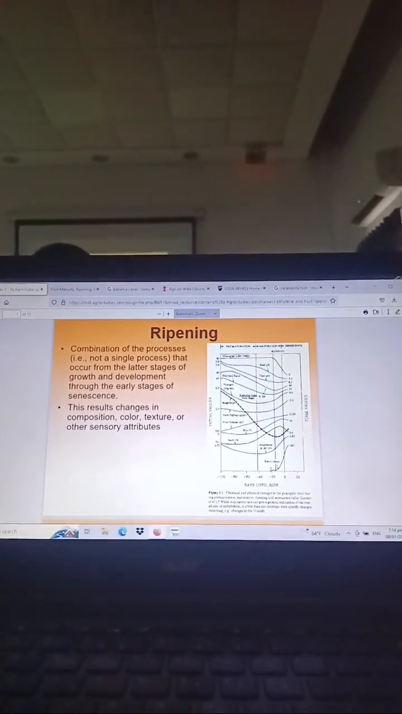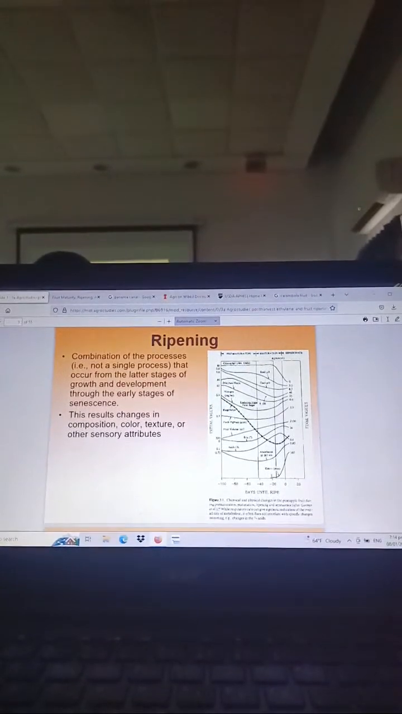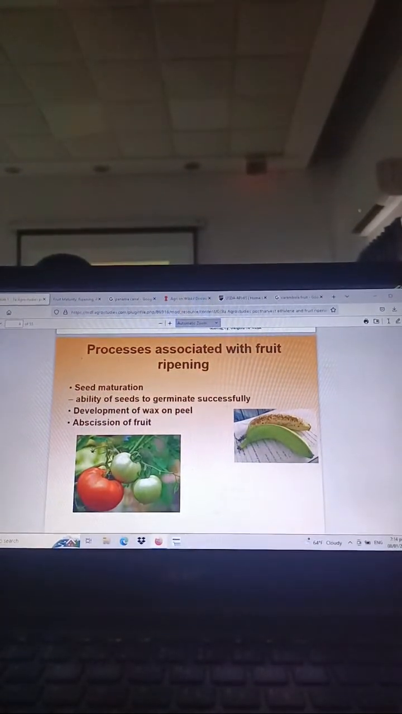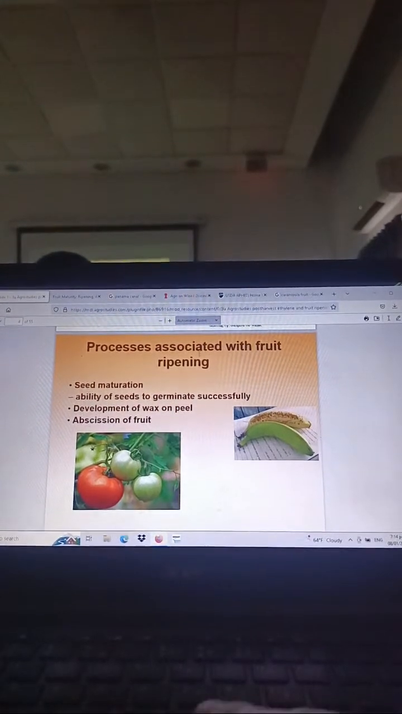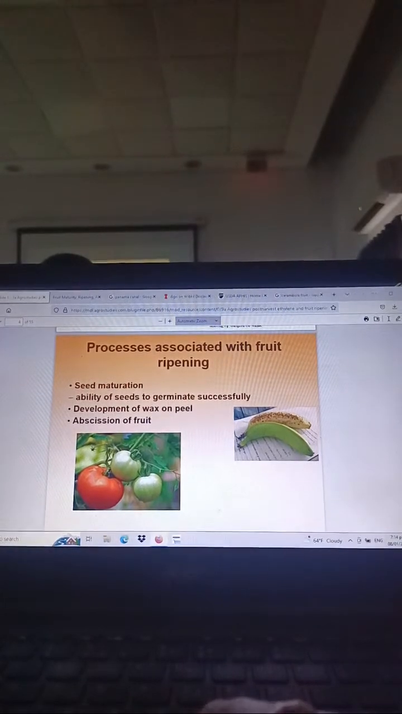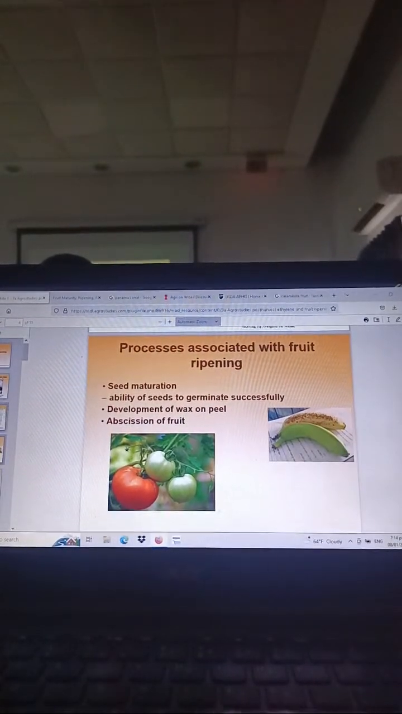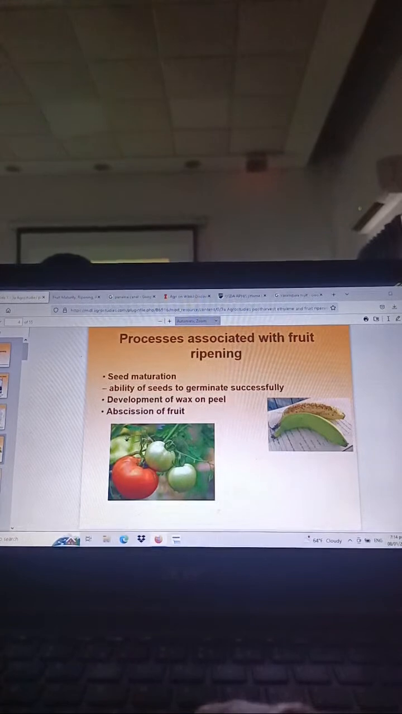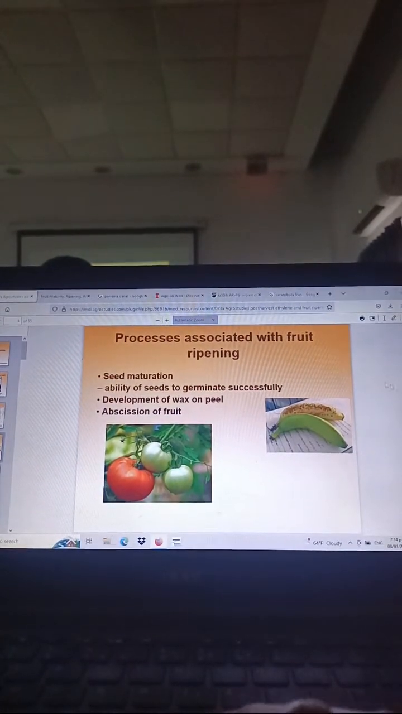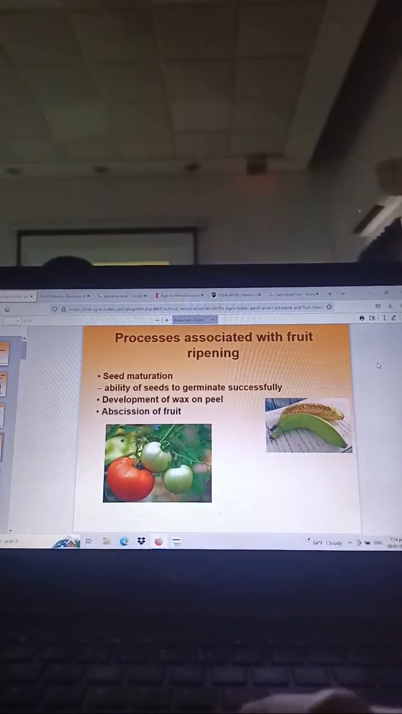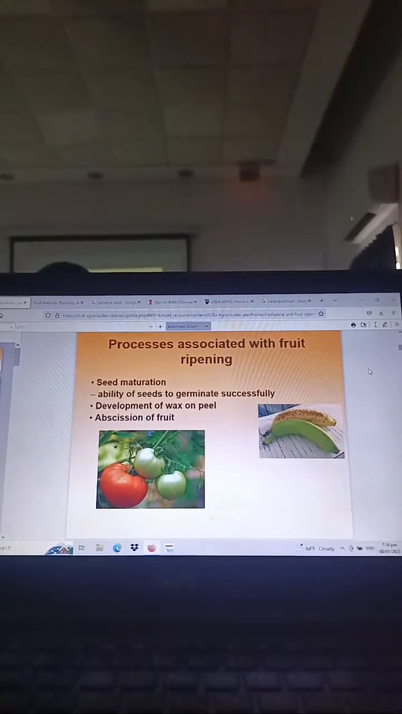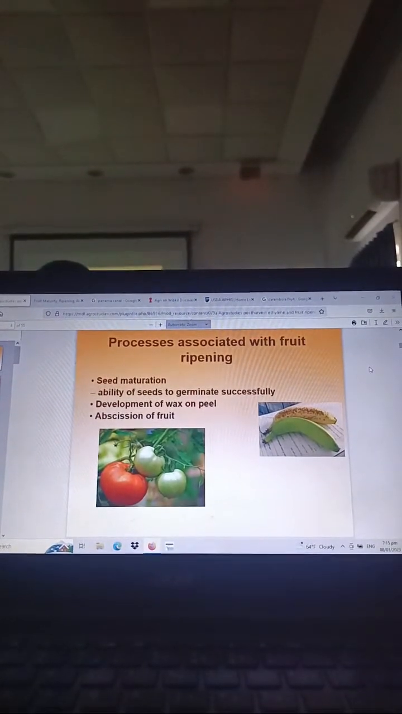Now, we have processes associated with food ripening. Look at banana. In banana, we are giving artificial ethylene. We have ethylene in cylinders. The ethylene in cylinders is from the gasoline industry, okay? We give it to banana, and the banana becomes from green to yellow.